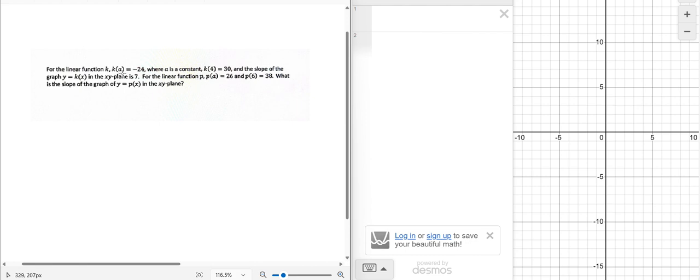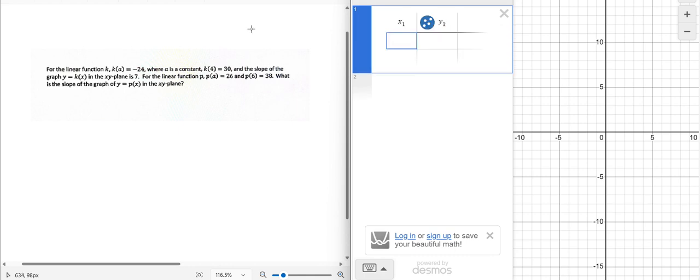So let's solve function k first. Let's make a table here. As you can see, the point given is 4, 30, and we'll write it directly as 4, 30. And this a comma minus 24 we cannot write here. We can write it, but we need to define the value of a, so we cannot put in any value by ourselves. We need to take out the value of a, what the question is saying.